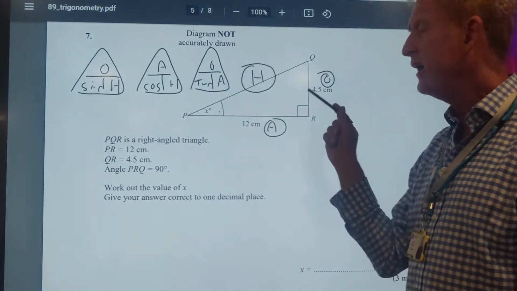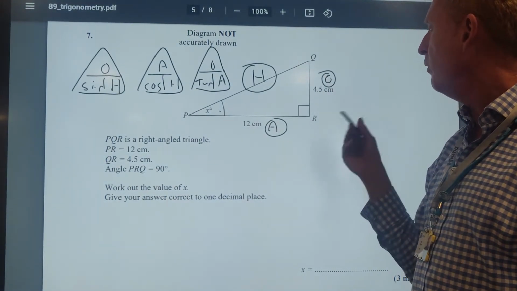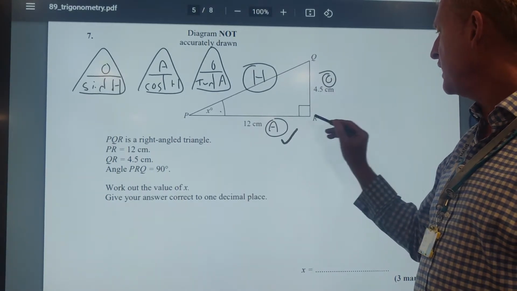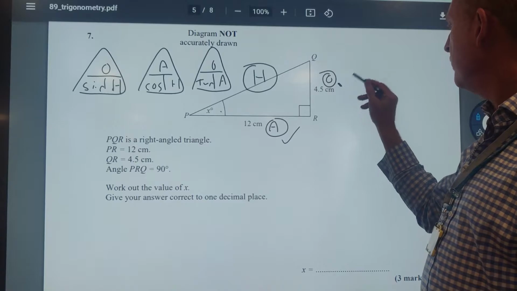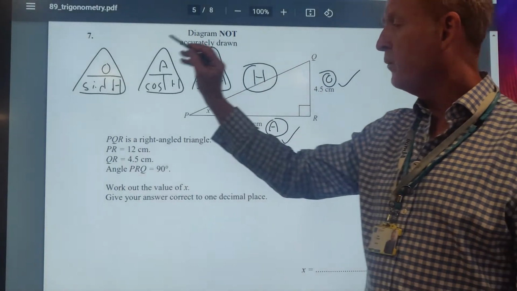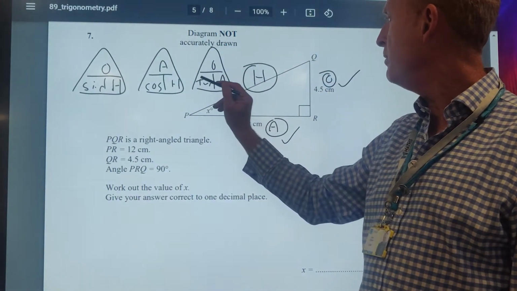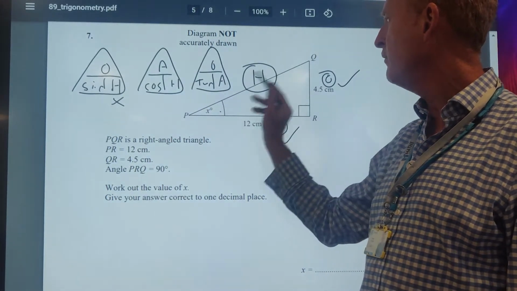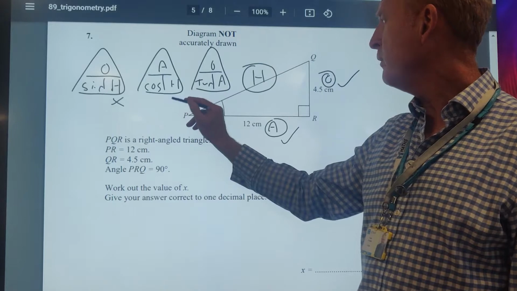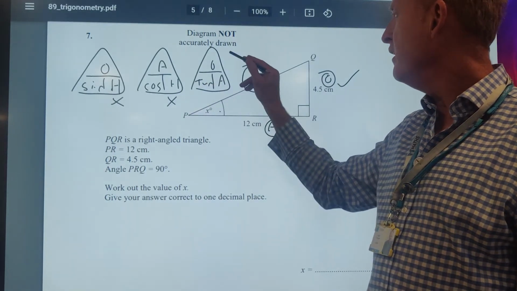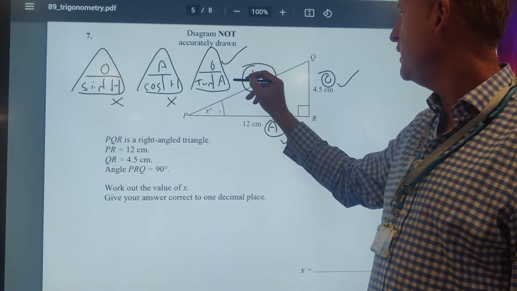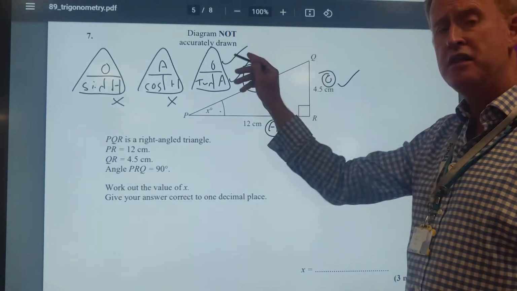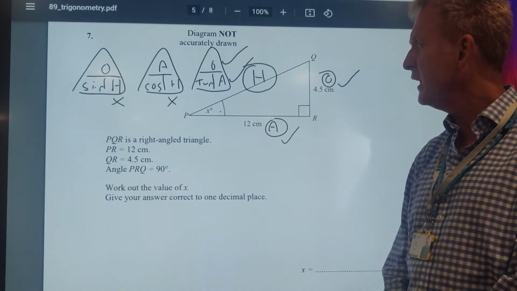But I'm looking at this triangle and thinking, which two sides have I got which I'll have to use in this question? Well, I'm given my adjacent side here, and I'm given my opposite side here. So which of these triangles has got an opposite and adjacent in it? Well, the sine one has got an H, a hypotenuse, so that's no good. We haven't got our hypotenuse. The cos one has also got an H in it. The tan ratio is the only one which has got our opposite and adjacent. So this is the one we're going to have to use, okay?